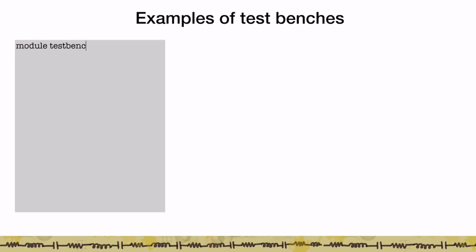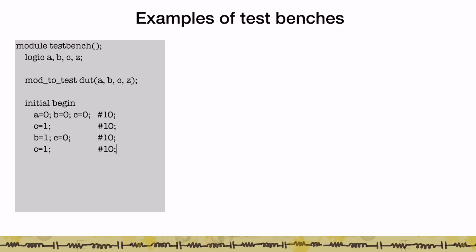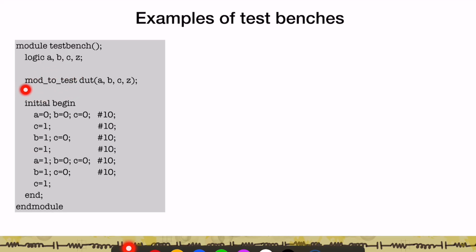Now let's look at a very simple, silly example of a test bench. Say I have some Verilog module I've written, which is the module to test, a module I'd like to test. It takes in 3 inputs and an output. So I'm referencing a module which is a test bench. I'm declaring the logic variables in it, A, B, C, and Z. I'm instantiating the device under test. So the module to test is the module, and DUT is an instantiated version of that Verilog module.